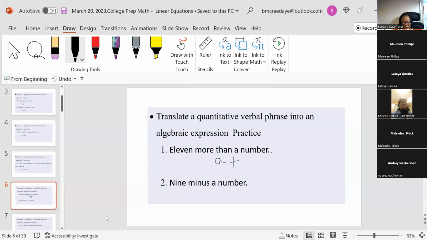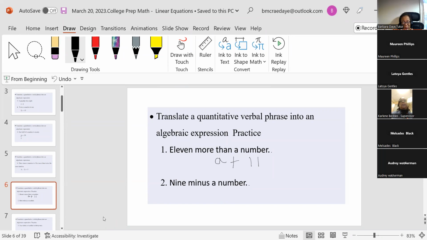Right here, 11. Okay, so that would be A plus what? 11. That's it. A plus 11. The number you're calling A, 11 more than means you're adding 11 to it. So that would be A plus 11.